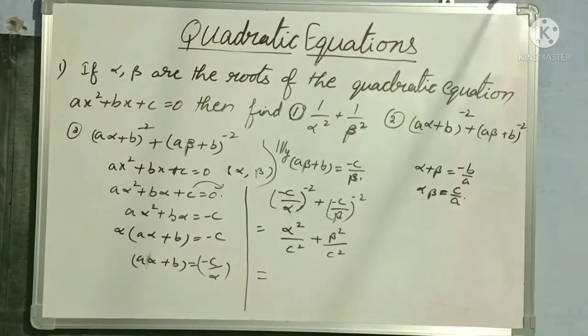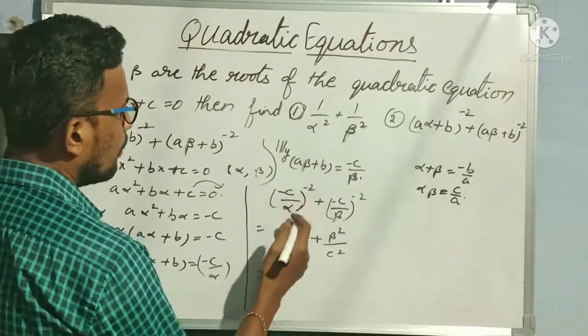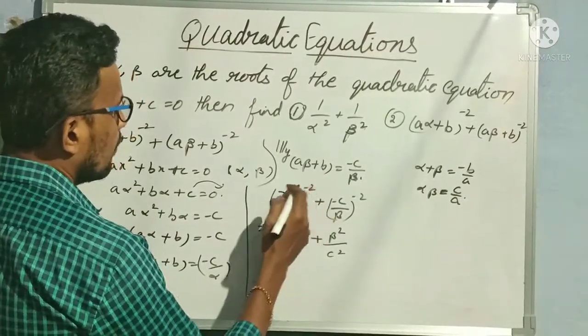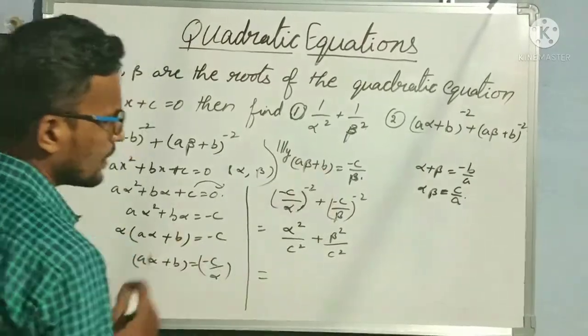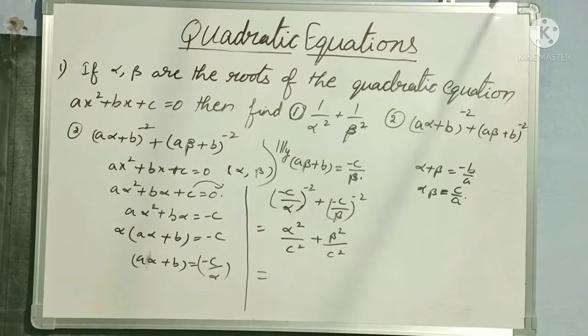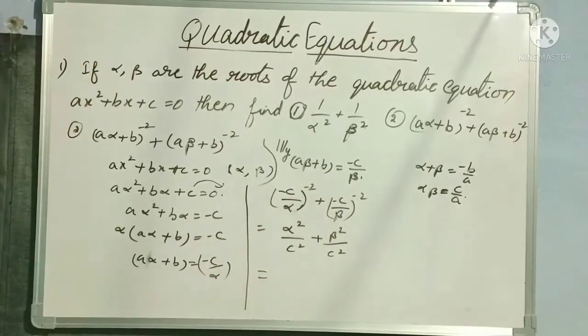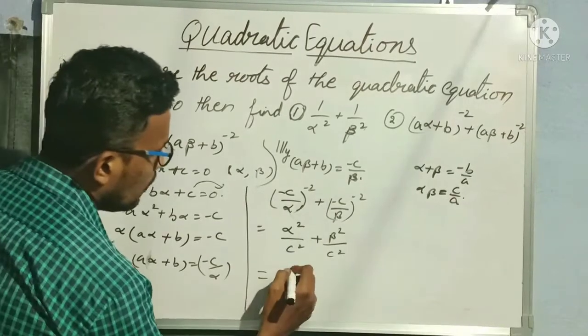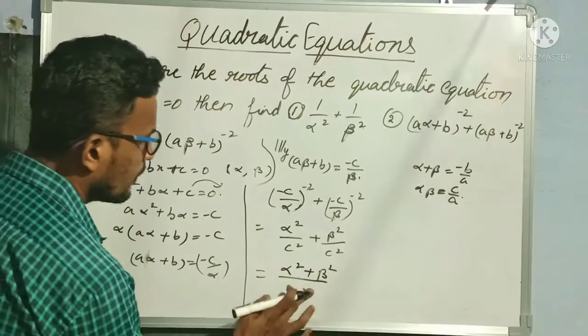So this is equal to, why? Because here negative, so it should become positive means it should go up along with square. So alpha square over minus c whole square, that is c square. Clear? Negative power is there. To make it positive, we should take the reciprocal of that fraction. Clear? So now alpha square plus beta square by c square.